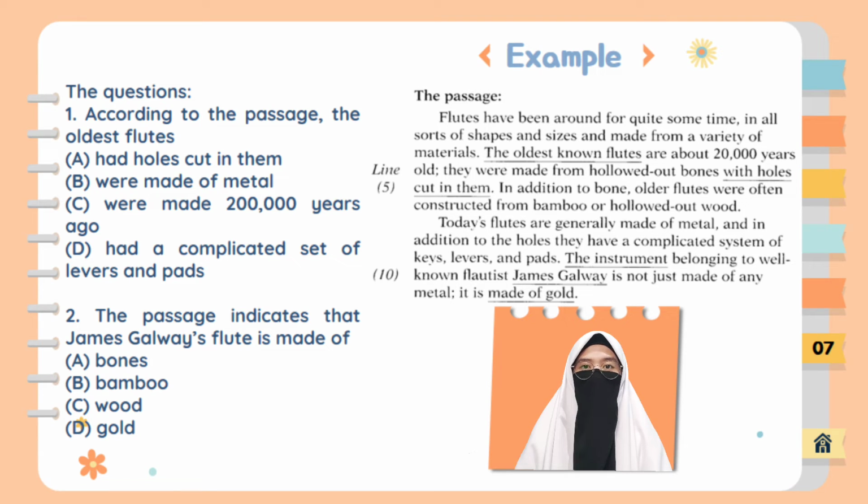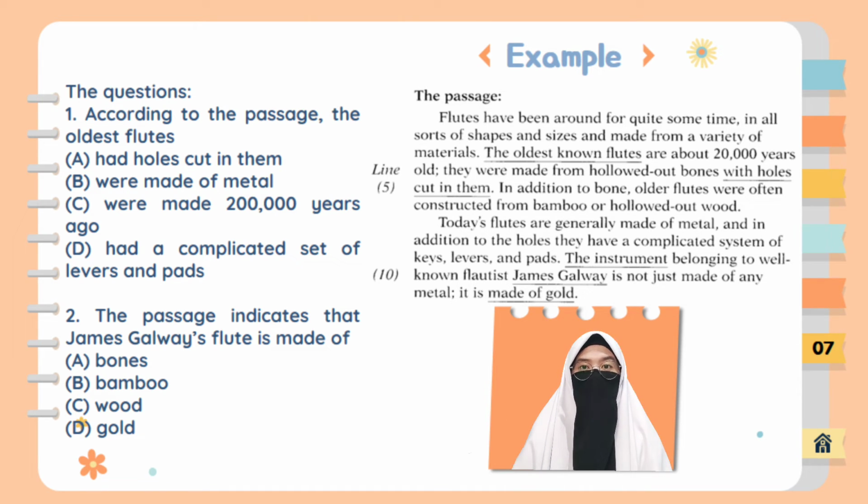Today's flutes are generally made of metal, and in addition to the holes, they have a complicated system of keys, levers, and pads. The instrument belonging to well-known flautist James Galway is not just made of any metal, it is made of gold. The question number 1. According to the passage, the oldest flutes: A. Had holes cut in them. B. Were made of metal. C. Were made 200 years ago. D. Had a complicated set of levers and pads.